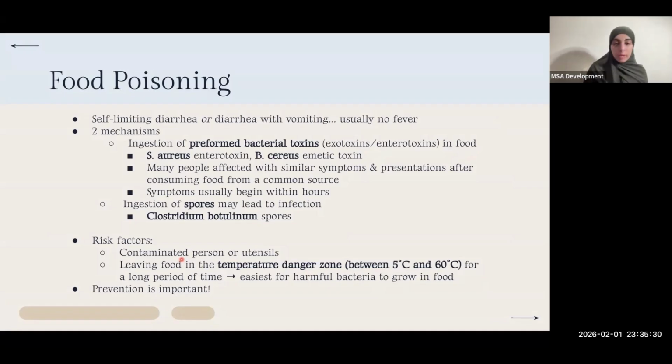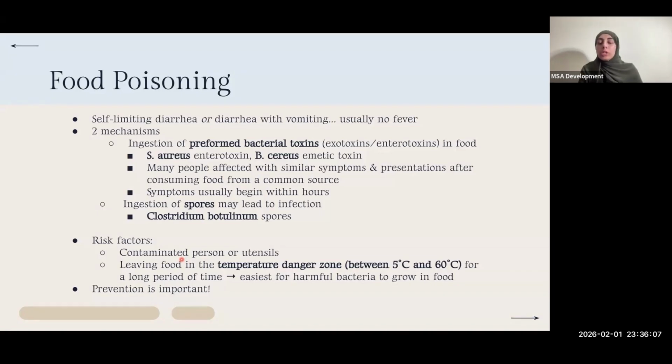We have two mechanisms. Either we're ingesting preformed toxins or we're ingesting spores. So when we're ingesting preformed toxins, basically the toxin is what's causing the diarrhea, okay? If you're eating the toxin ready, then the toxin will go in and immediately cause diarrhea, so it has a very short onset. While if you ingest spores, this may take some time to develop and give the disease, okay? So, two mechanisms of food poisoning: bacterial in ingesting preformed toxins or ingesting spores.